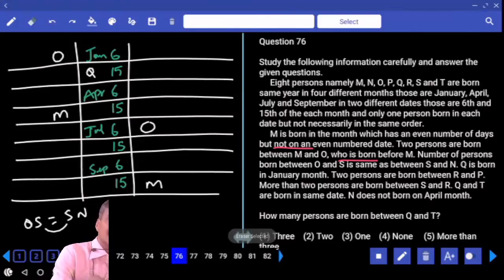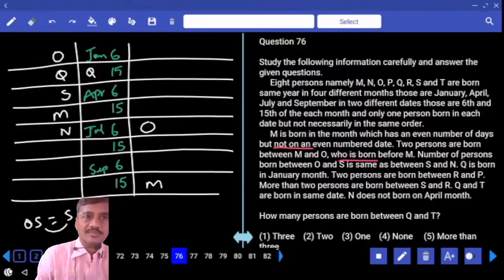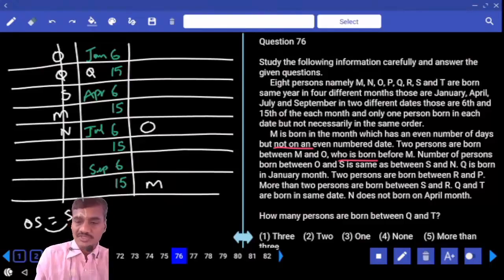If Q is here, then between O and S, 1 person, S and N, there must be exactly 1 person. O and S, S and N. And Q is born in the month of January, and 2 persons between R and P. 2 persons in between R and P, is it possible? Not possible, and this case is completely ruled out. Hence we have left with the second case.